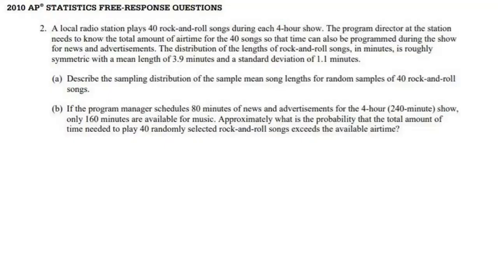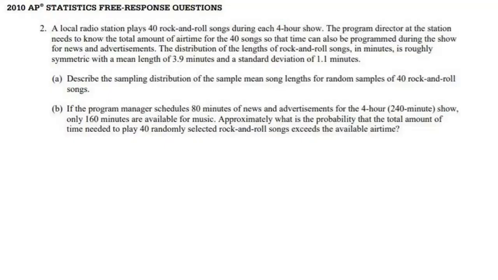A local radio station plays 40 rock and roll songs during each 4-hour show. The program director at the station needs to know the total amount of airtime for the 40 songs so that time can also be programmed during the show for news and advertisements. The distribution of the lengths of rock and roll songs in minutes is roughly symmetric with a mean length of 3.9 minutes and a standard deviation of 1.1 minutes.